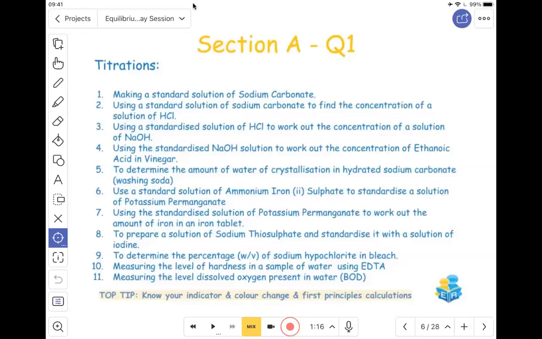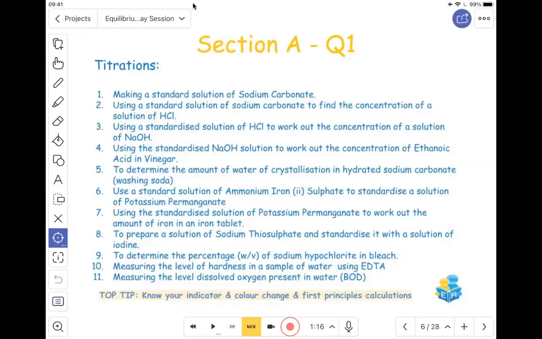Do you rinse it with deionized water and the solution it's to contain, or just deionized water? Making reference to the bottom of the meniscus in line with the graduation mark if it's a colorless solution, top of the meniscus in line with the graduation mark if it's a colored solution, etc. They're the kind of things that they would be looking for in your standard solution of sodium carbonate.